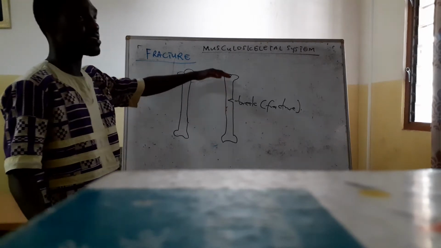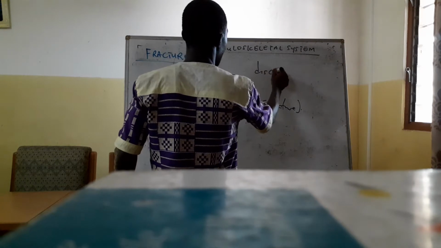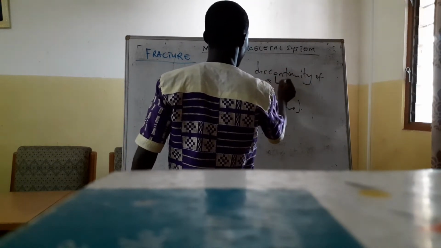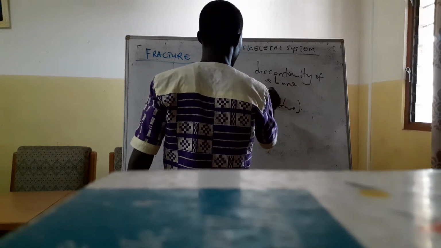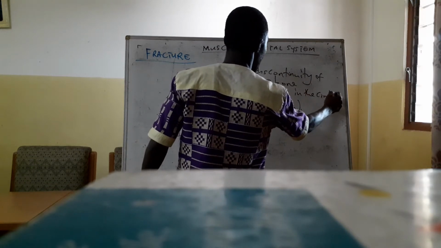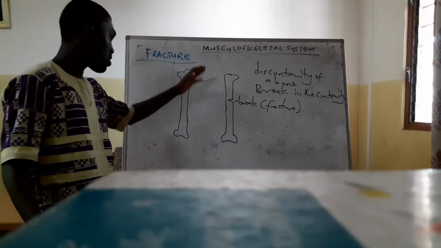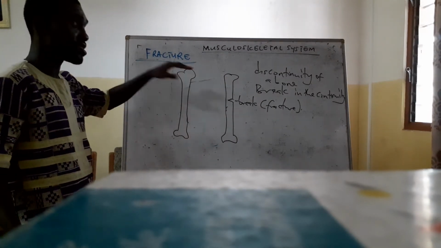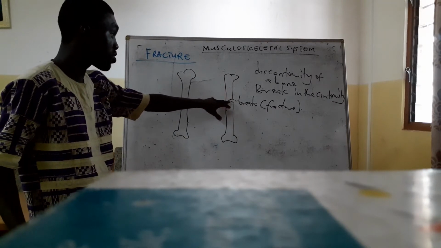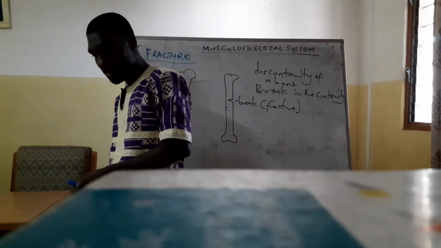So fracture is a discontinuity of a bone, or a break in the continuity of a bone. So this is a bone that is intact, and this is a bone with fracture, because you can see the break there. That's what we term as fracture.